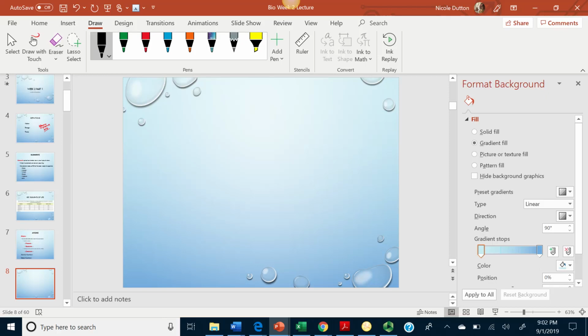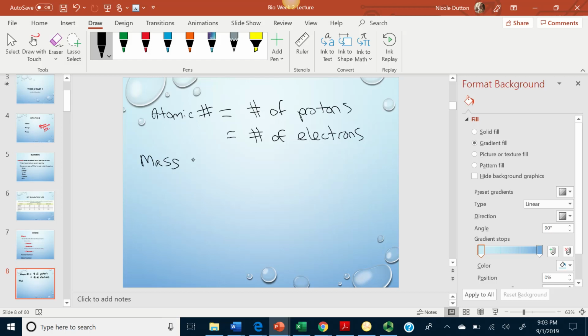So we said that the atomic number is equal to the number of protons. And then in an uncharged atom, it's also equal to the number of electrons. The mass number, or atomic mass, is equal to the number of protons plus neutrons.